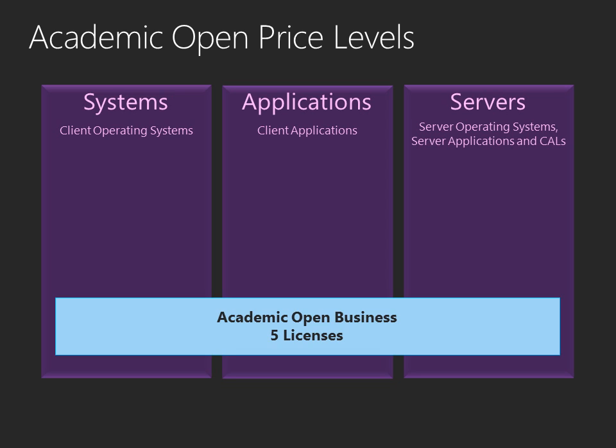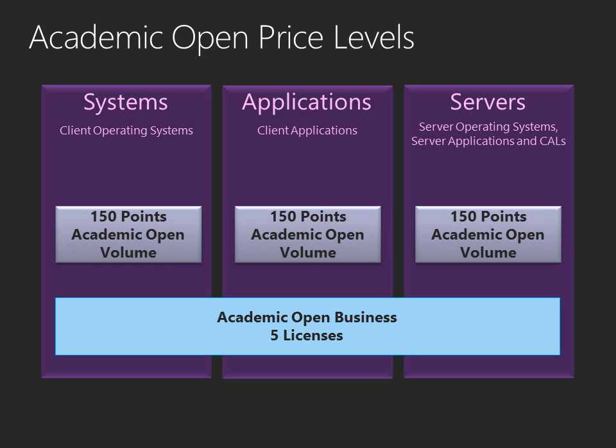And then if it's just a few licenses being purchased, the price level would be the academic open business price level. So you can see that's if you're purchasing that minimum of 5 licenses, but not a significant quantity, you would go into that price level. However, for any pool that you hit 150 points worth of licenses on the initial order, you would go into the academic open volume price level. So bear in mind, each pool can have its own price level running, and that price level is set at the start of the 2 years of the agreement and held for the full 2 years.